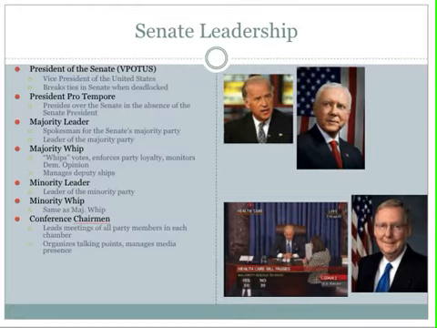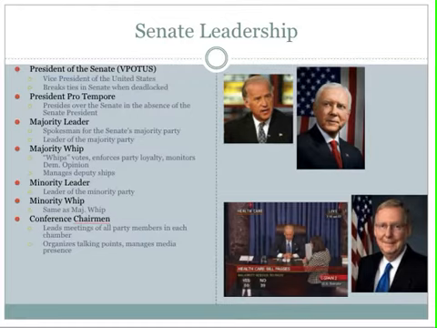Senate leadership, a little bit different. Technically, the president of the Senate is the vice president of the United States. They break ties in the Senate, but rarely is the vice president actually in the Senate. The president pro tempore then will conduct all the business. This individual is chosen by the Senate members. Then there's a majority leader, which is the spokesman for the majority party in the Senate, and then there's a minority leader, which is the same for the minority party. There's a majority whip. Again, they look for votes. They look at party loyalty, try to see what the opinions are of the people.